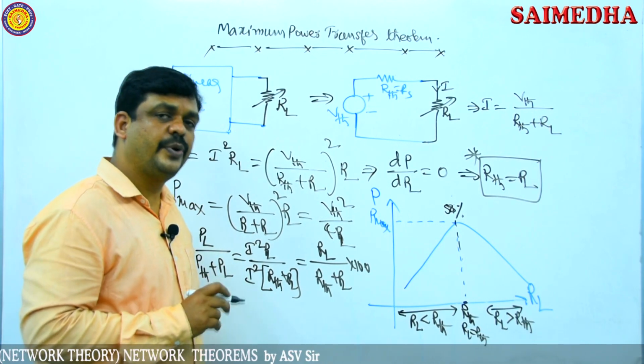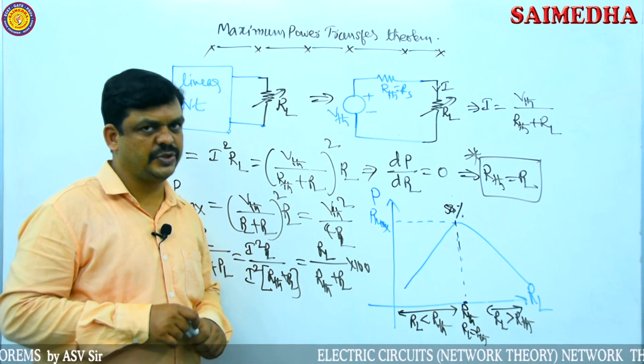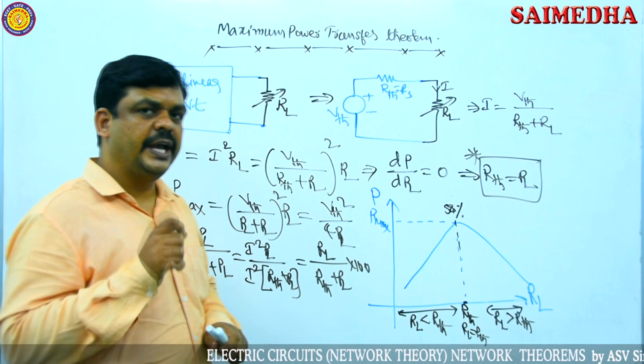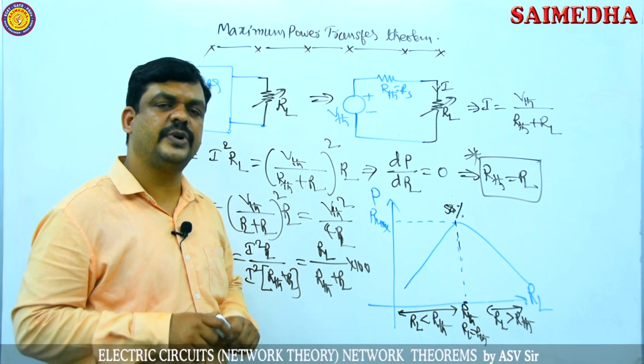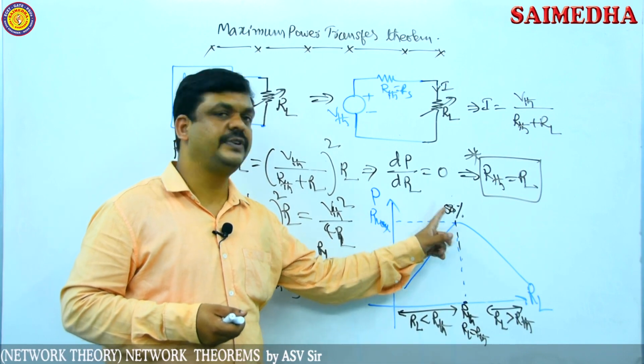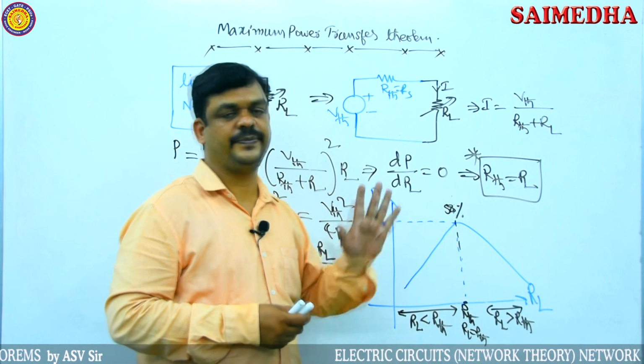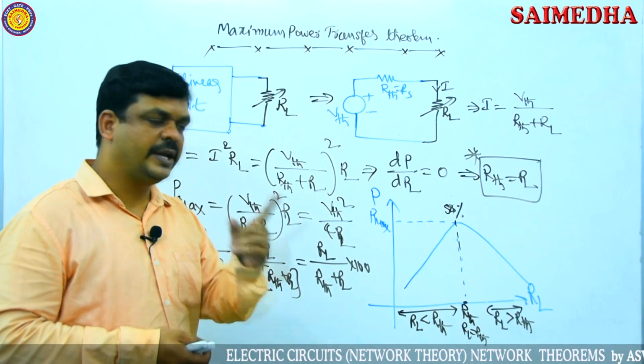This point is important. If any circuit satisfies the maximum power transfer theorem in DC circuits, then the efficiency of the circuit is 50%. Exactly at this condition it gives 50%. This is finished. Now I am taking this condition.